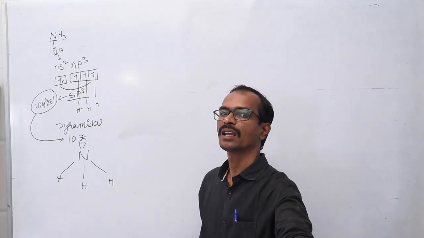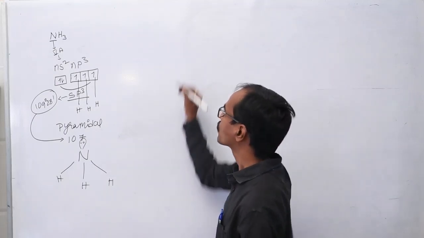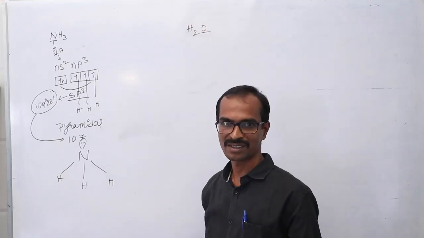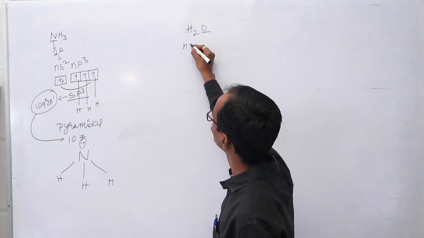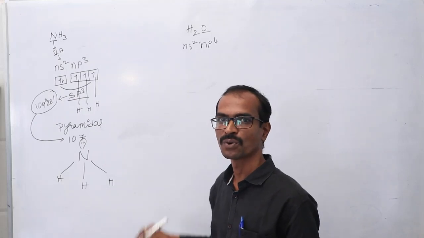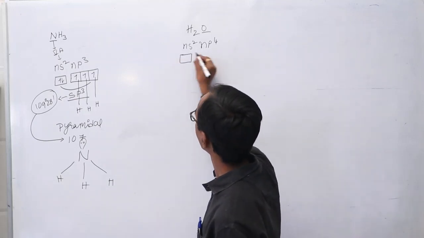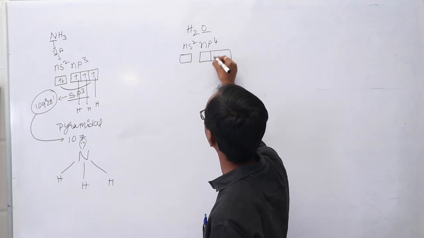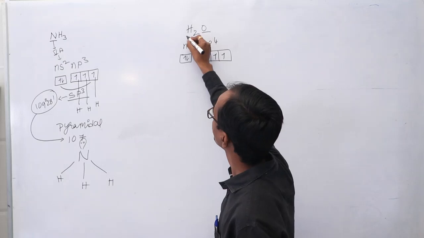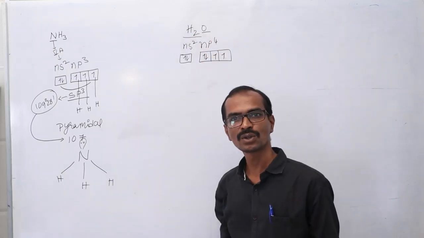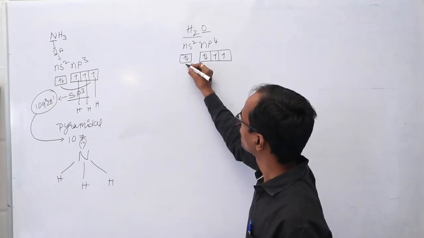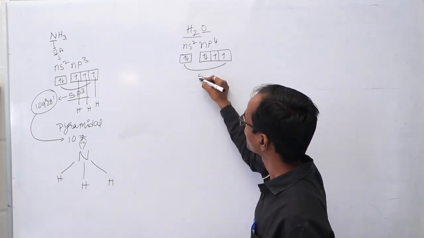Next, in the same way, if we take the water molecule, the central atom is oxygen. Oxygen belongs to group 6A. So its valency shell electronic configuration is 2s2 2p4. In orbital diagram method, the electronic configuration will be like this. So it needs to form how many sigma bonds? 2 sigma bonds with the 2 hydrogen atoms. So it is having already 2 unpaired electrons, no? So it undergoes sp3 hybridization.